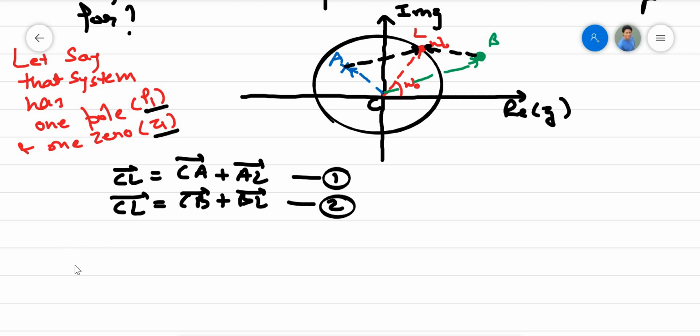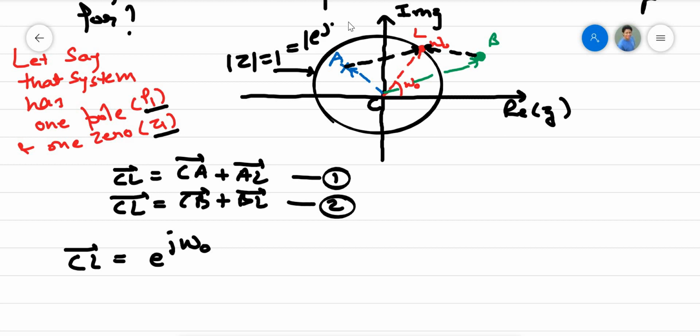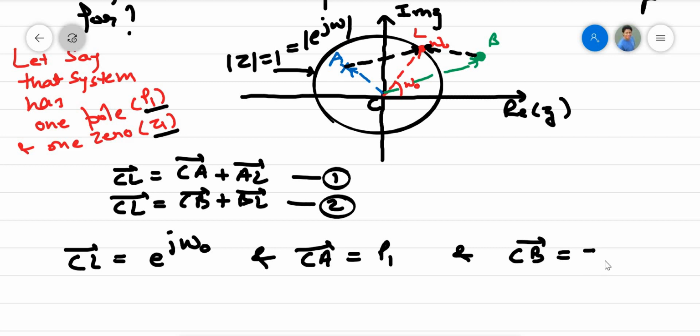Now we know certain parts: CL vector is exponential j omega naught, because this is the unit circle, that is mod z equals 1, so it is exponential j omega. So at this particular point it is exponential j omega naught, and CA vector is the location of the pole, that is P1, and CB vector is the location of the zero, that is Z1.